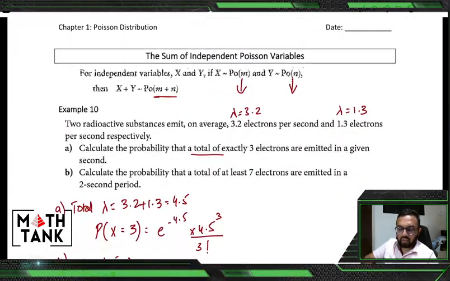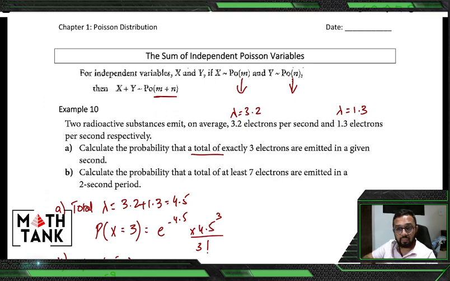Then it's the sum of independent Poisson variables, so that's sort of related to linear combination of variables as well, and we're going to come across that as well. But the simple idea is that if you have two different variables with two different lambdas, the lambdas get added together. So you need to add the lambdas whenever you have such a question. It says, for example, two radioactive substances emit on average 3.2 electrons and 1.3 electrons. Calculate the probability of a total of exactly 3 electrons. So when it says total, I'm asking you to add the two together.